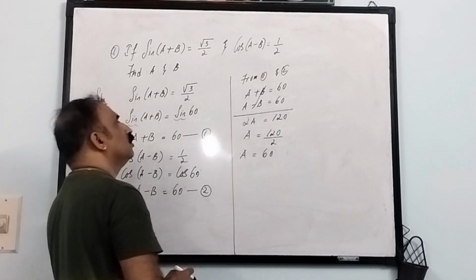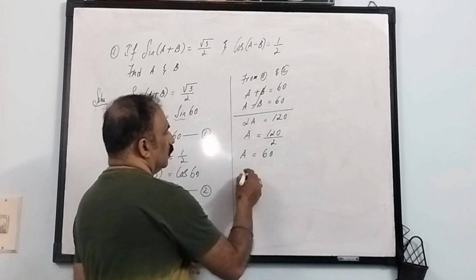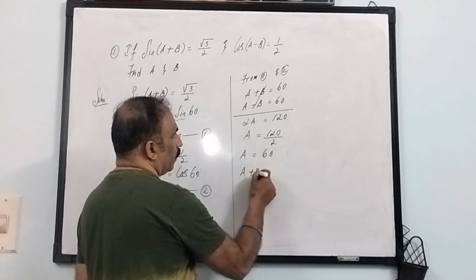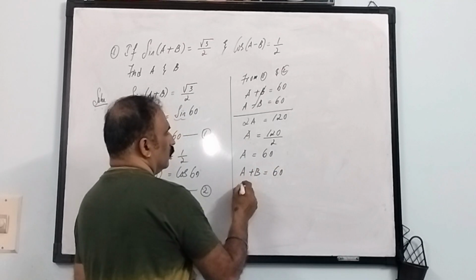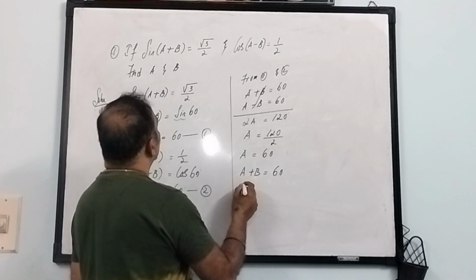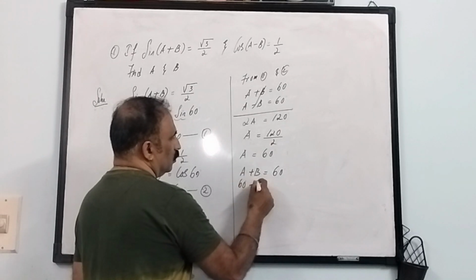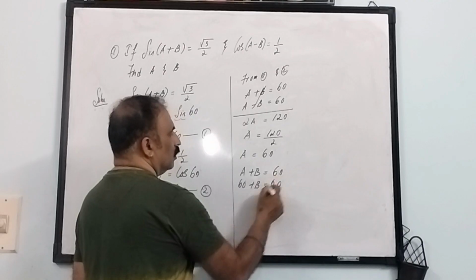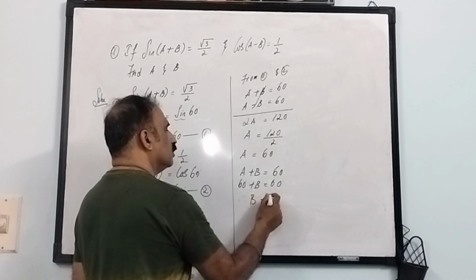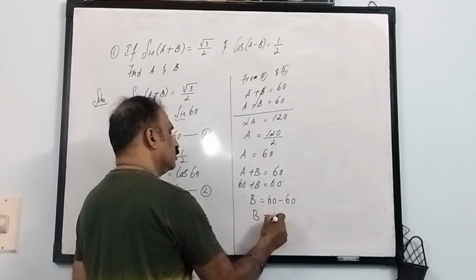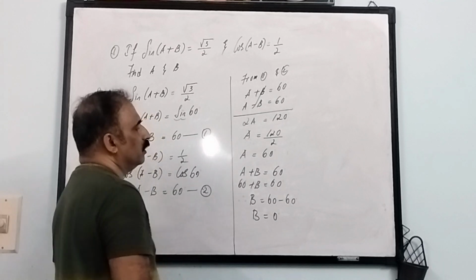Now if a is going to be 60 degrees, then b is going to be how much? So a plus b is equal to 60. The a value is 60 degrees, plus b is equal to 60. Therefore, angle B is equal to 60 minus 60. That means angle B is equal to 0 degrees. Just continue.